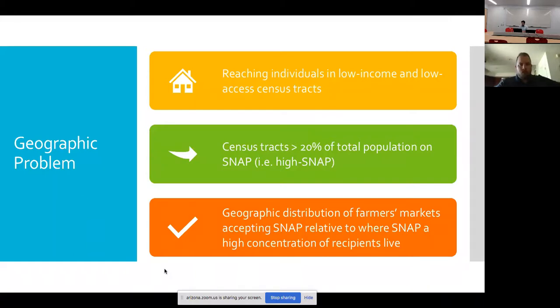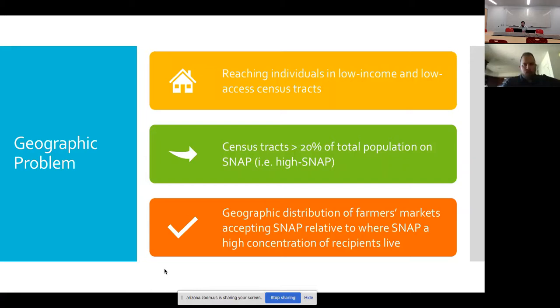So the geographic problem that this project explores is how do we reach individuals in low income and low access census tracts, so beyond just looking at low income as I just described. And I also wanted to identify tracts that were high SNAP and low SNAP. So according to the literature, census tracts that are low SNAP is where 20% or less of the total population is on SNAP benefits, and high SNAP is greater than 20% of the total population on SNAP benefits.